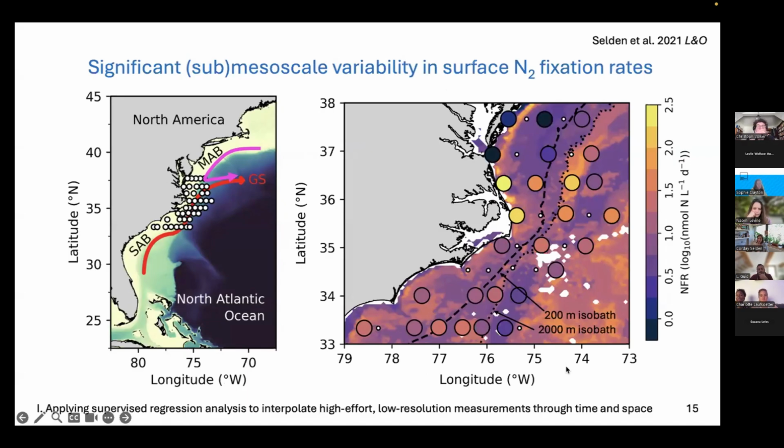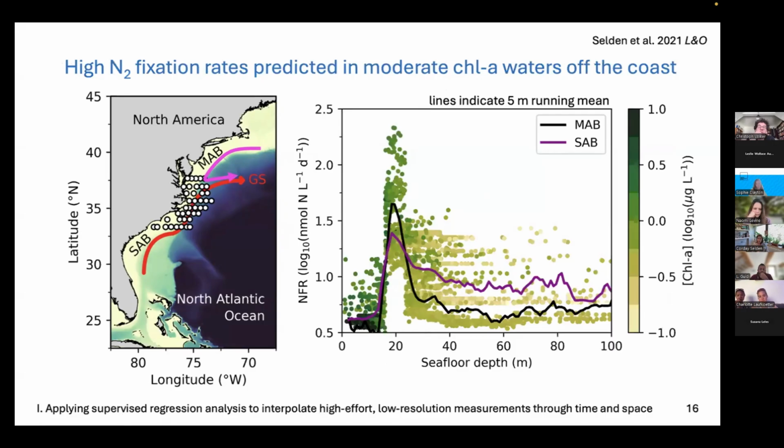Now, looking from a top-down view, we can see the model predicts high rates near the coastline and offshore north of Cape Hatteras, near the edge of the slope sea. Taking those same predictions from the surface waters based on satellite data, looking at them with seafloor depth on the x-axis. So here the left side of the plot is right snug up next to the coast. The right side of the plot is about halfway across that broad continental shelf. We can see these patterns more clearly.